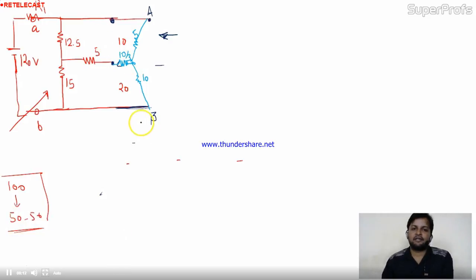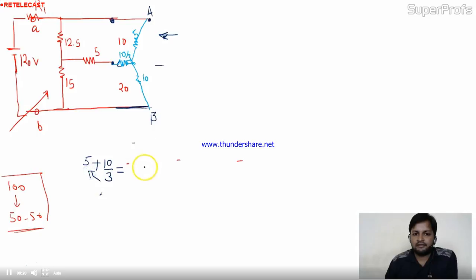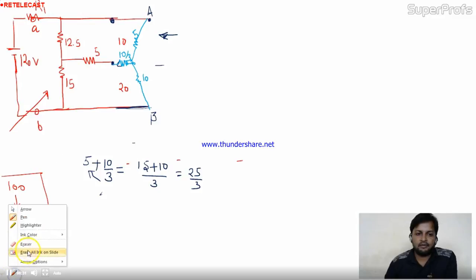Now, this 5 plus 10 by 3, they are in series combination. So simply we can add them and the value will be 15 plus 10 divided by 3. So we are getting 25 by 3. So I can replace this whole branch by 25 by 3 only. Any problem yet? Good.